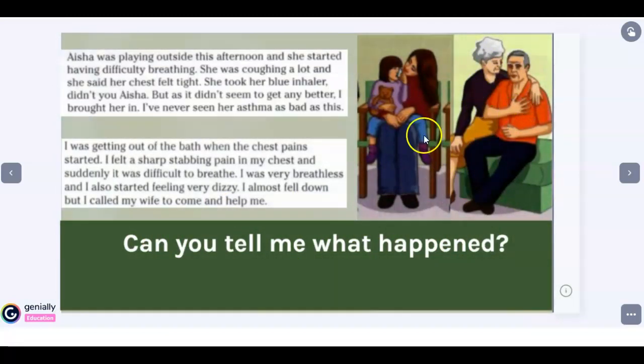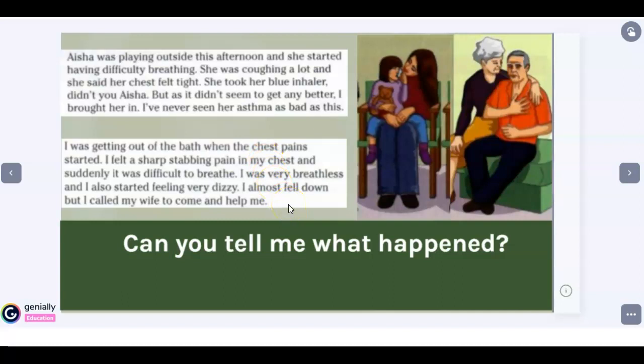Do you remember these images from the previous video? Check the first description. Aisha was playing outside this afternoon and she started having difficulty breathing. She was coughing a lot and she said her chest felt tight. She took her blue inhaler, didn't you, Aisha? But as it didn't seem to get any better, I brought her in. I've never seen her asthma as bad as this. And then we have the second one.